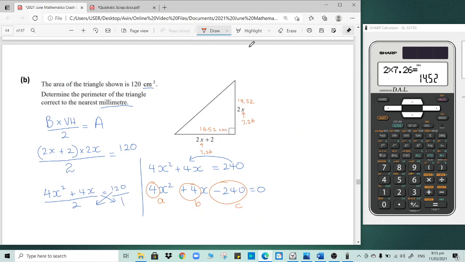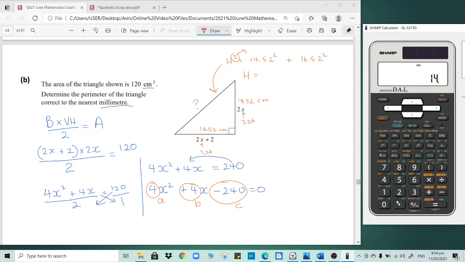Now look at the question properly. They want us to find the perimeter. So we know the length of two sides. To get the perimeter, we need the length of this side. It's a right angle triangle. We can just quickly use Pythagoras Theorem to find the length of this side. The hypotenuse squared is equal to the length of this side squared plus the length of this side squared. So we just have to take the 14.52 squared plus the 16.52 squared, work this out, and then square root our answer. I'm going to do this quite quickly in our calculator.